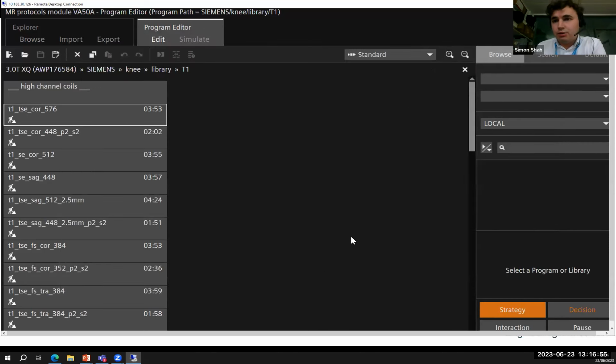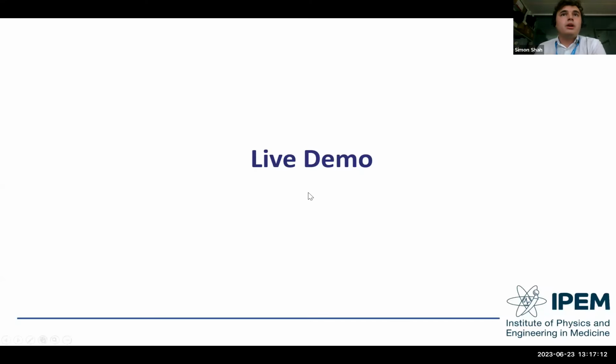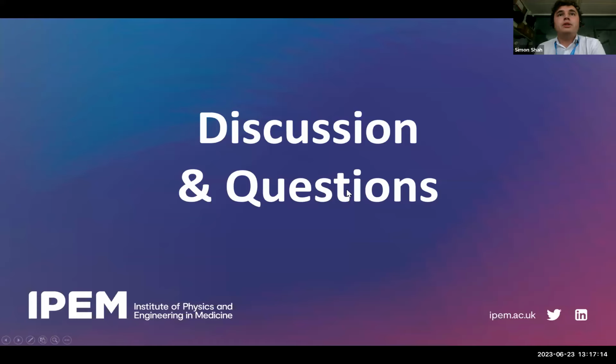So that was that really. I just wanted to show you how you do it on the scanner, how it works out and how I would go about optimizing. Again, that might not be the best sequence, might not give you the best images, but it's a good place to start. So let's take that out of the way. I'll leave it to the questions and answers.